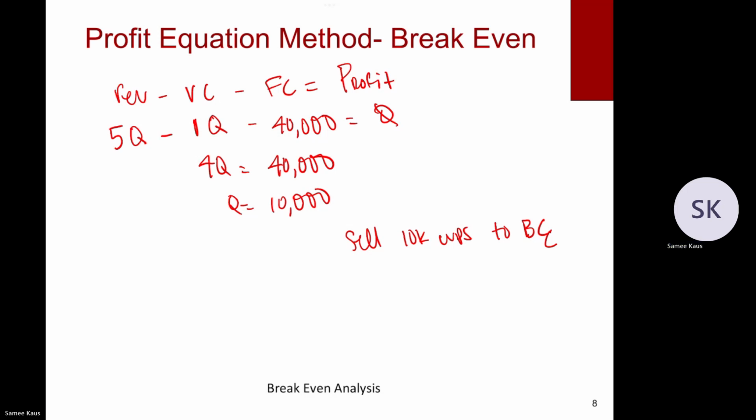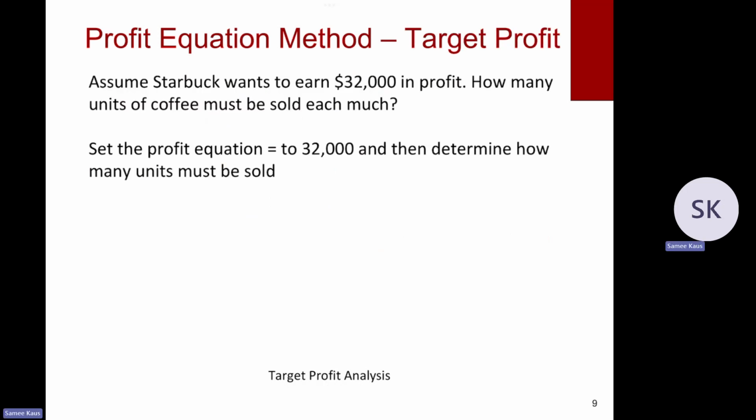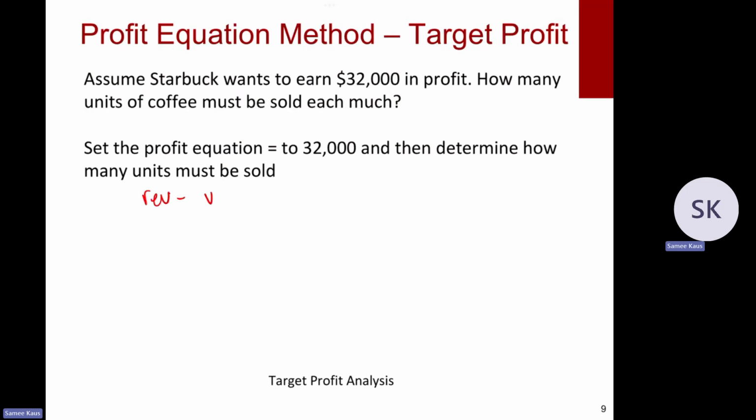Now my manager is expecting a little bit more of me at this Starbucks, and they're saying, I don't just want you to break even. I want you to generate a $32,000 profit. Don't think about target profit and break even as being fundamentally different, because I'm going to do the exact same thing, where my revenues less my variable costs less my fixed costs need to equal my profit. I haven't changed the formula at all.